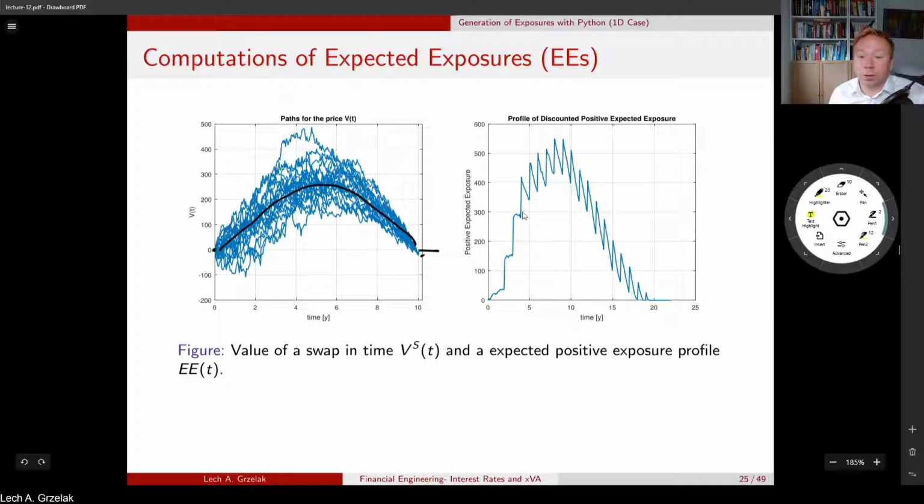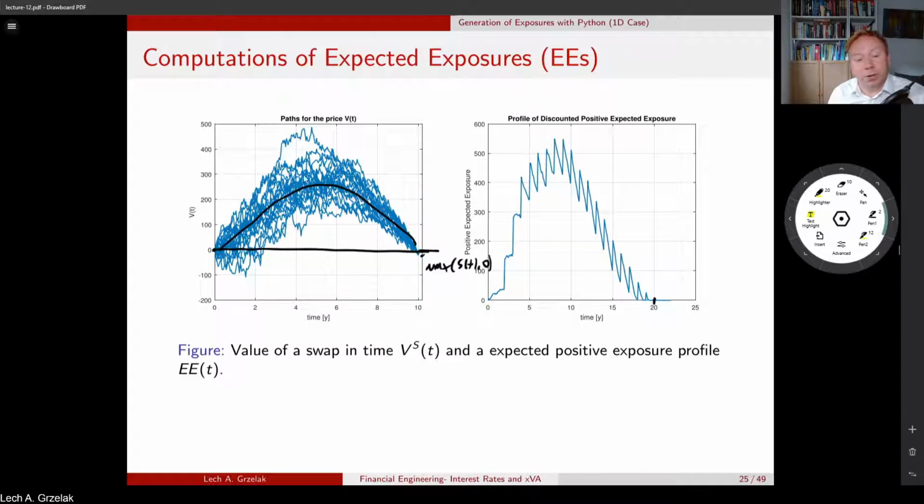And here is the profile. This is for a slightly different configuration. Now we have a swap of 20 years. So these are the exposures. You see that those are not even capped at 0. Those are just the values of the swap in time. Then we also have to exclude those values below 0. If we take the maximum of S_T and 0, then there will be only the upper part.